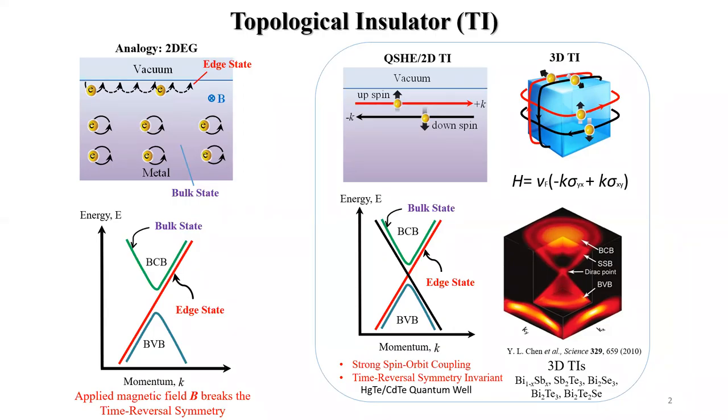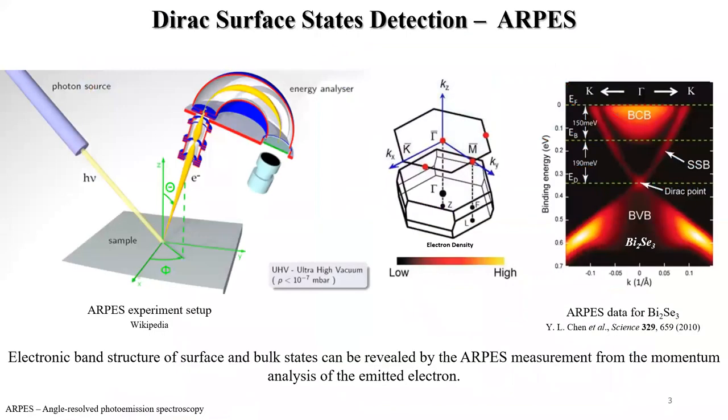The dispersion relationship, or the Hamiltonian, can be written in this form, which fulfills the Dirac formulation. So you should recall that the electron here is a Dirac electron. Today we have different kinds of 3D topological insulators, including antimony telluride, bismuth telluride, and bismuth selenide. Their surface states and the bulk band structure can be easily detected by ARPES measurements.